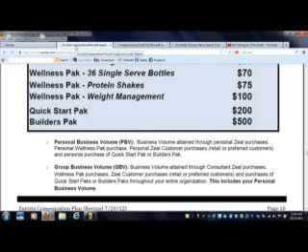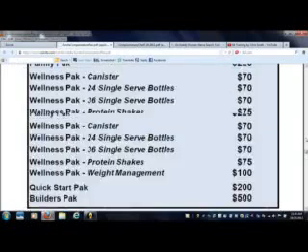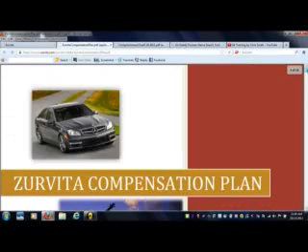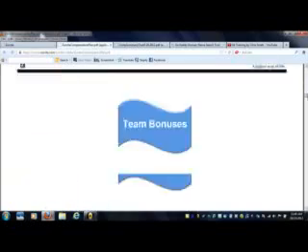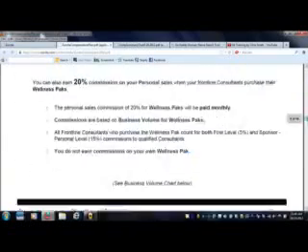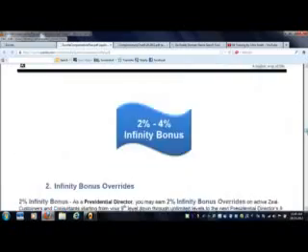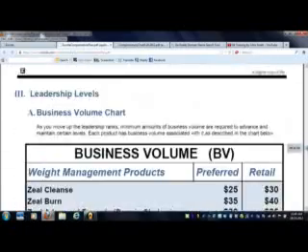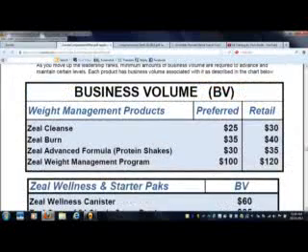This is how we get paid. The last thing I wanted to show you is in our compensation plan. When you pull that up, I showed you where that link was earlier. You'll see this. And if you scroll down to about right in this area, it's going to tell you business volume, weight management products, Zeal Cleanse, preferred customer counts as $25 in personal volume, or I'm sorry, business volume or personal volume.